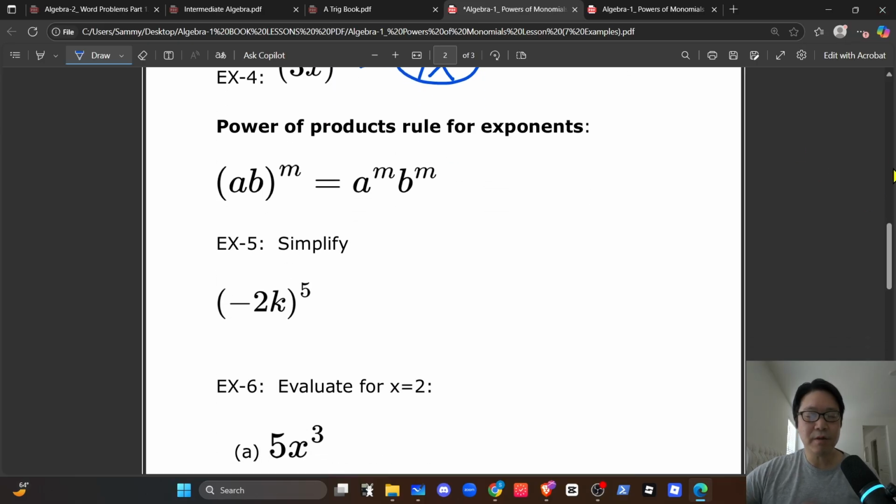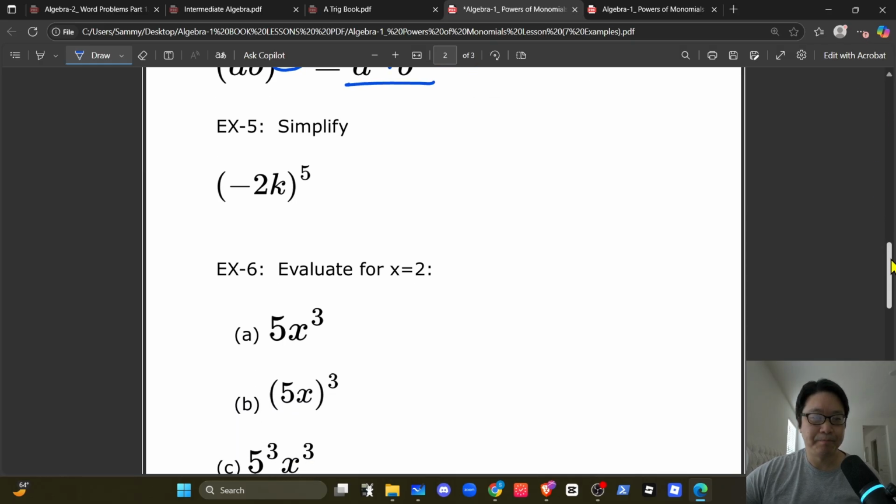Okay, the other rule you need to be aware of is the power of products rule for exponents. And this says given an expression a times b, inside of parentheses, raised to the power of m, what you're going to get back is a raised to the mth power times b raised to the mth power. In other words, you're going to apply the exponent to each item that's being multiplied, and then you're going to take the product of those things. So knowing that, let's try example 5.